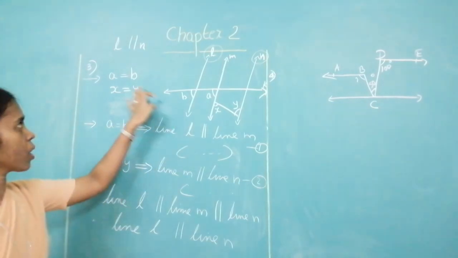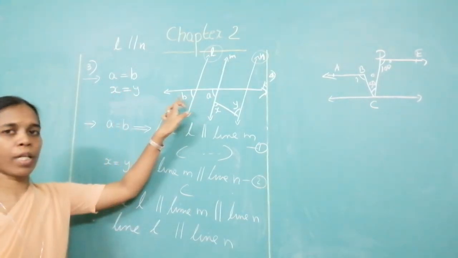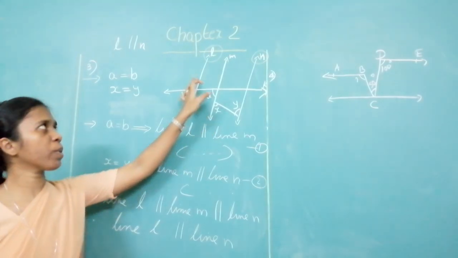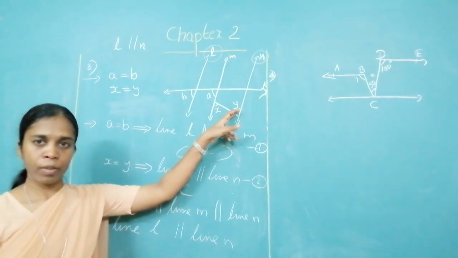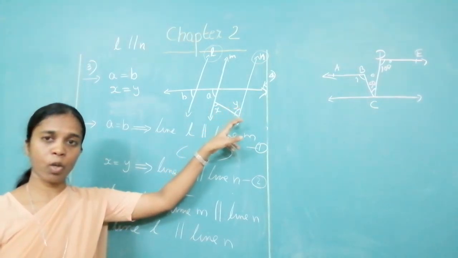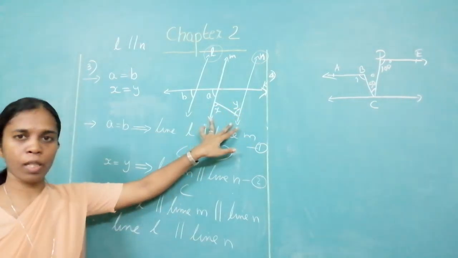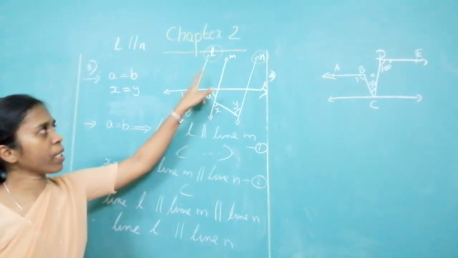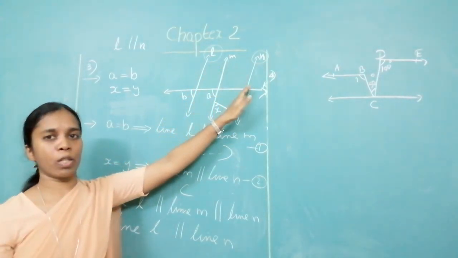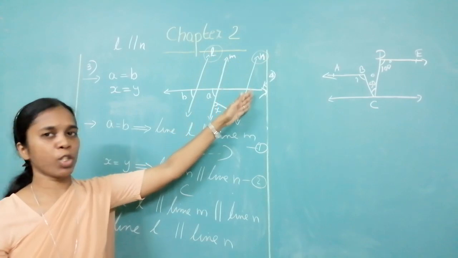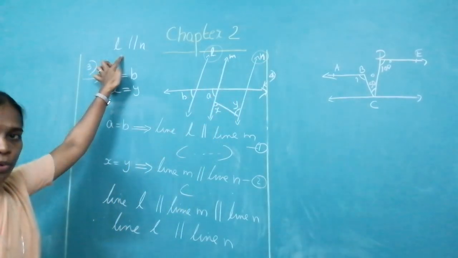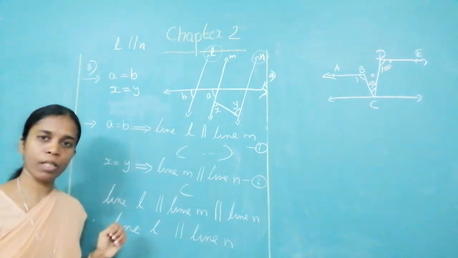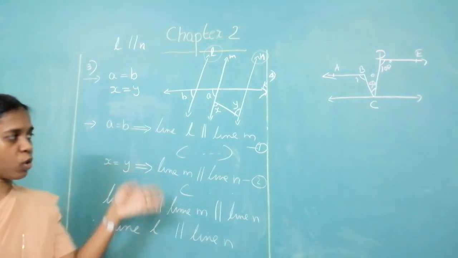I repeat, we are told A is equal to B. A and B are corresponding angles. If they are congruent, it means these two lines are parallel. X is equal to Y. If these two are equal, they are alternate angles. Therefore, these two lines are parallel. You have this line parallel to this and this parallel to this. Therefore, we conclude from 1 and 2 that these two lines are also parallel. That is what you have to prove: L is parallel to N. I suppose this is clear to you. Let's copy it.